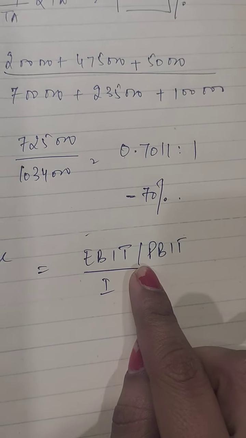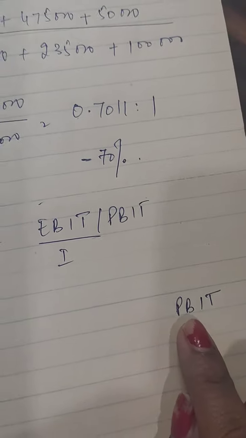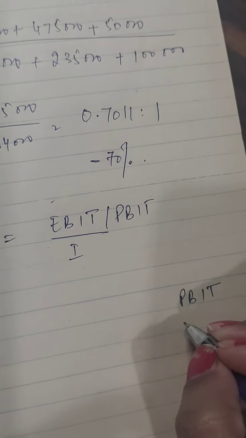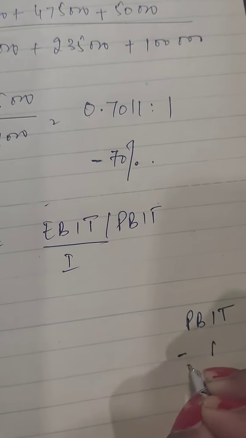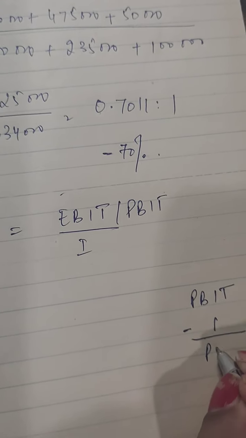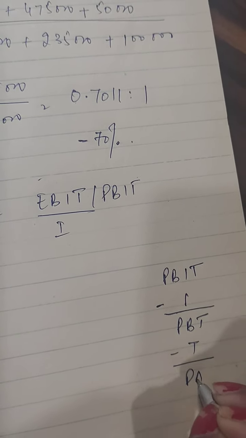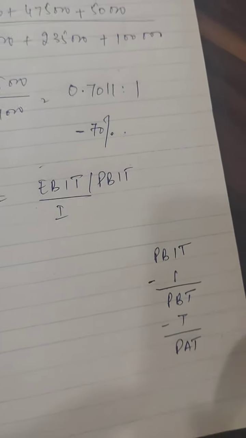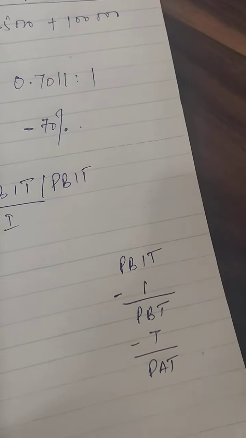It is one and the same thing. E stands for earnings and P stands for profit. What is the full form? PBIT means profit before interest and tax, which we used, I hope you remember, in the comparative and the common size part. You will reduce the interest first of all. You will have the balancing figure called PBT. Then you will reduce the tax. You will get PAT, that is profit after tax. The same terminology which we used in the previous chapter. It is the whole same thing, right?